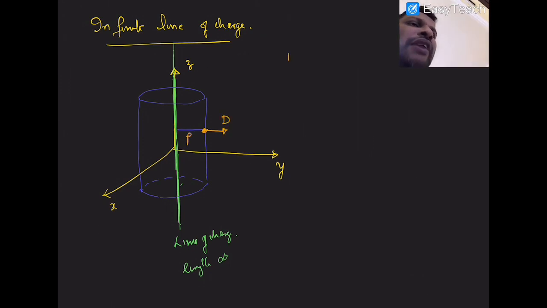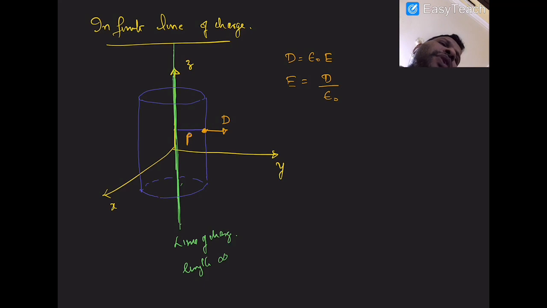If I know the electric flux density, I can calculate the electric field. How? Electric field is nothing but D by epsilon naught. Now we will see. First we will find D dot dS. Let us assume that this point is at a distance rho from the z axis. Now the direction of this electric field is the direction of rho, a rho.